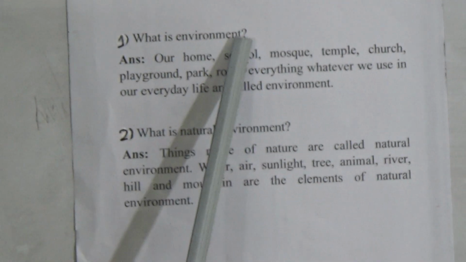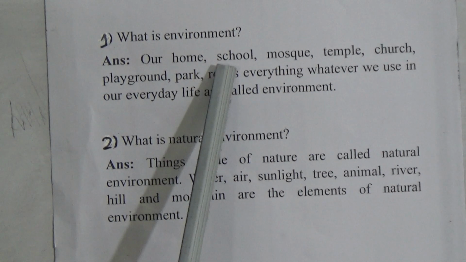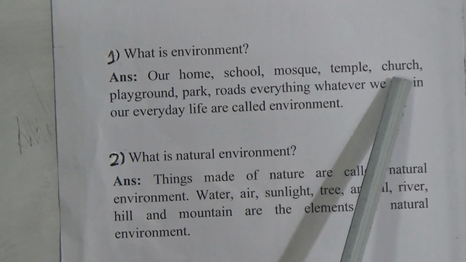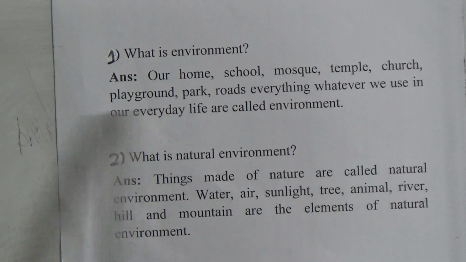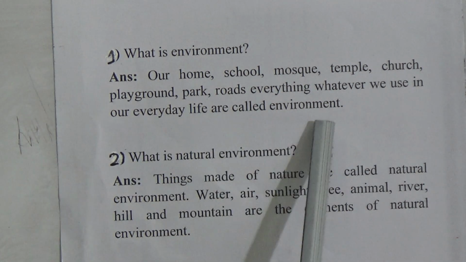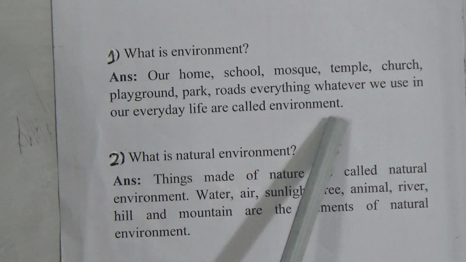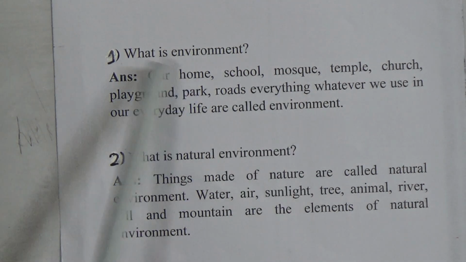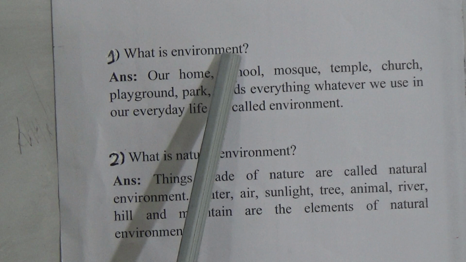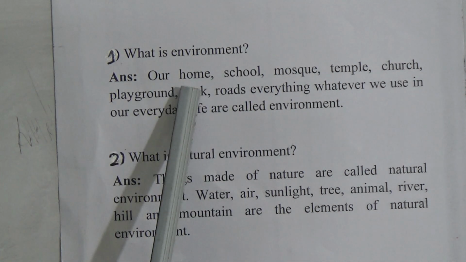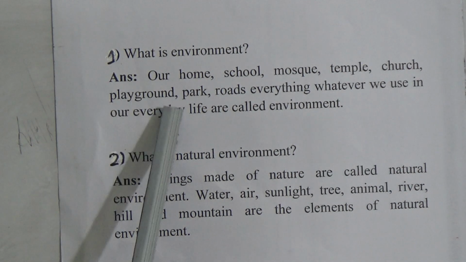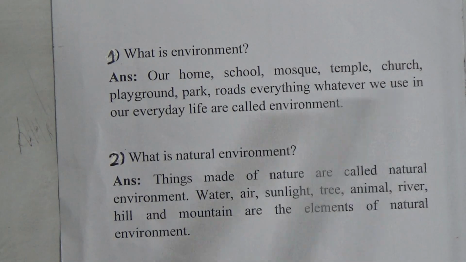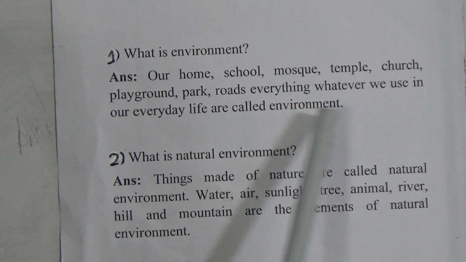Our first question is what is environment? Our home, school, mosque, temple, church, playground, park, roads, everything, whatever we use in our everyday life are called environment. Okay, dear learners, I repeat this question answer again. What is environment? Environment is our home, school, mosque, temple, church, playground, park, roads, everything whatever we use in our everyday life are called environment.